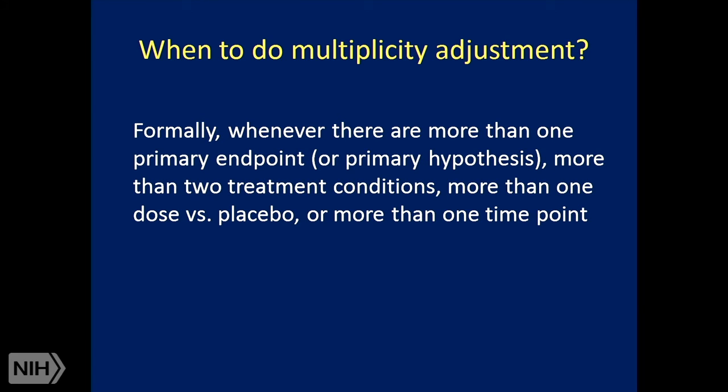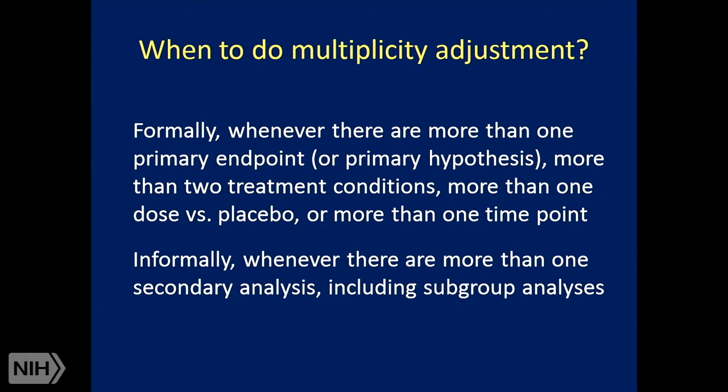You have to penalize yourself for having too many possibilities of getting a statistically significant result. You have to make it harder for you to claim a statistically significant result. That's what multiplicity adjustment does. Or, for example, you have more than two treatment conditions. So you have A, B, and placebo. And you want to compare A versus placebo, B versus placebo, A versus B. You have three tests. If it is the primary analysis, you have to formally adjust for that.